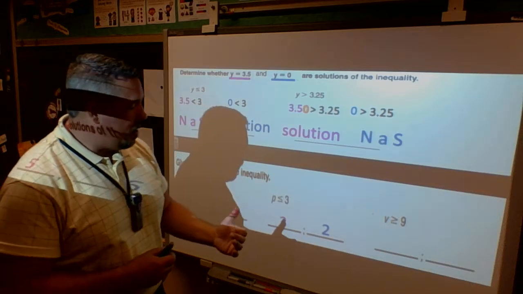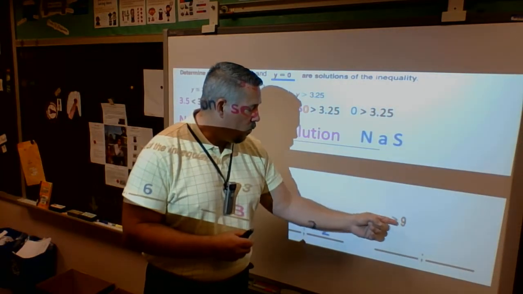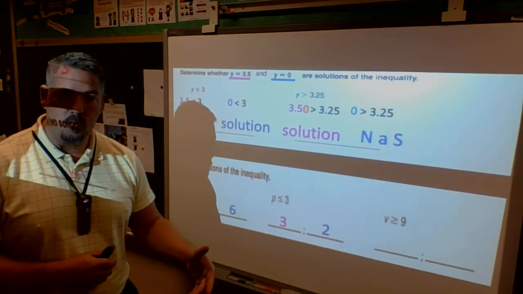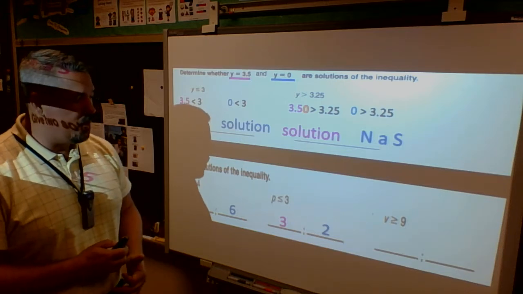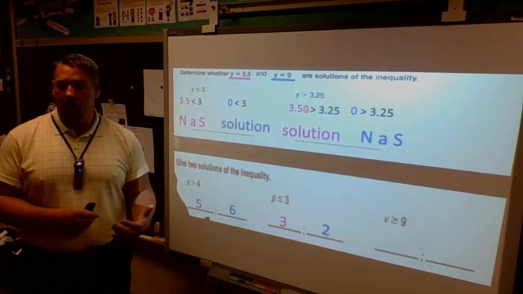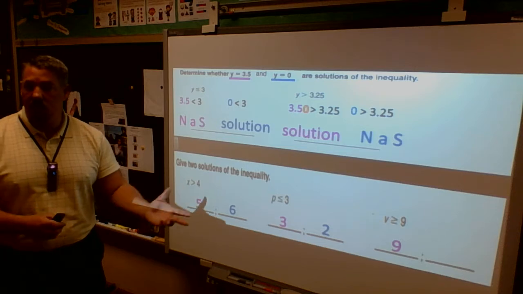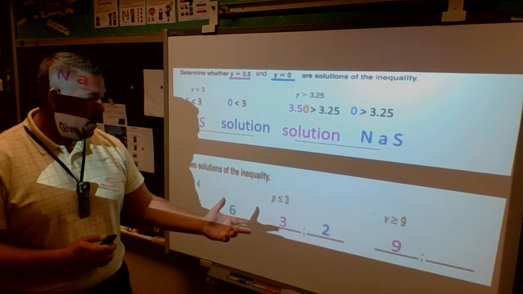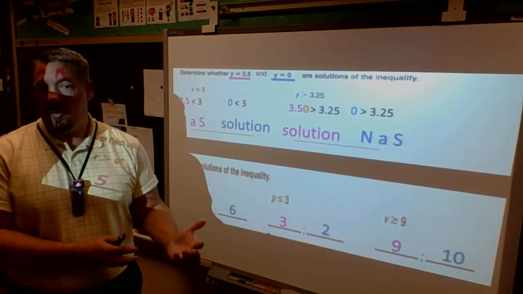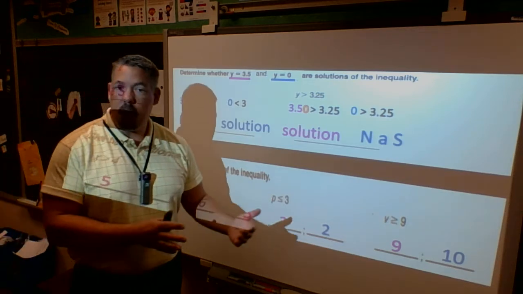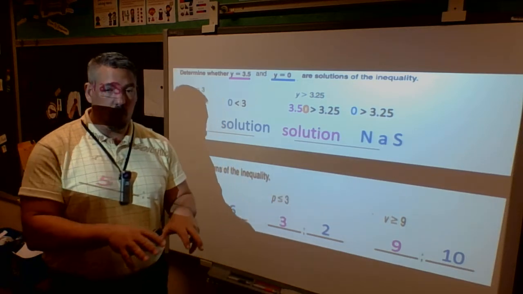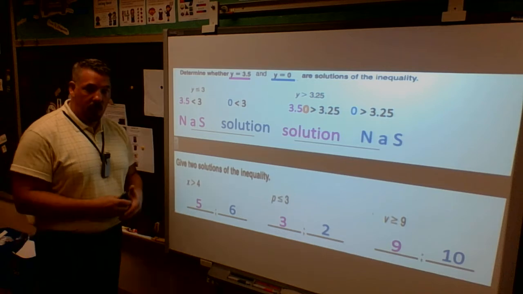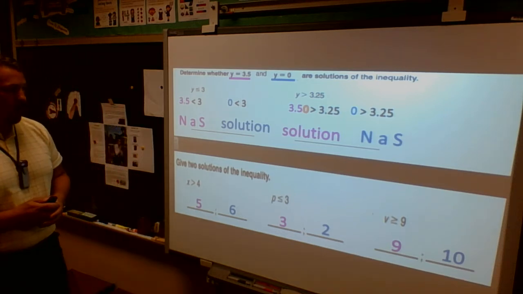So then I have V, and this has the arrow pointing away from the V, so I know V is the largest one, greater than or equal to 9. So my next 2 possible answers are, well, it could be 9, because it says or equal to, and then it could be 10, my next counting number. I don't care if you have 9 or 10, as long as you have correct answers. They have to be greater than 9 or equal to 9.